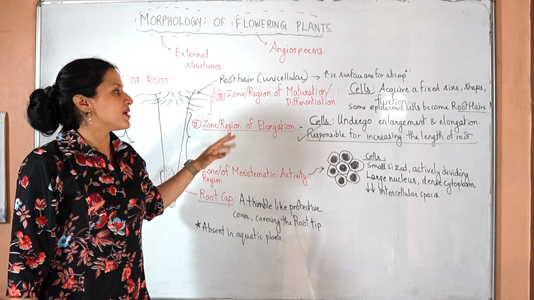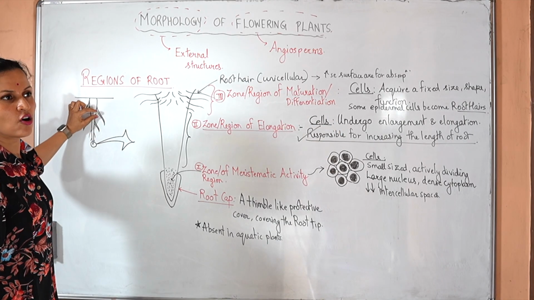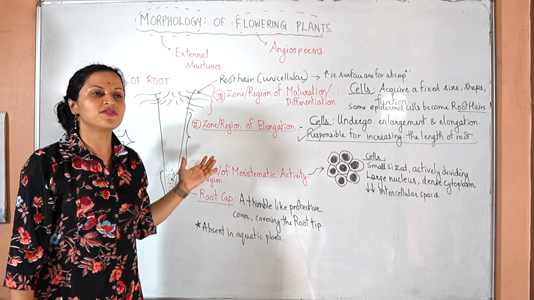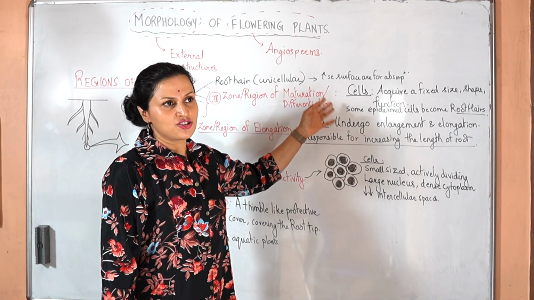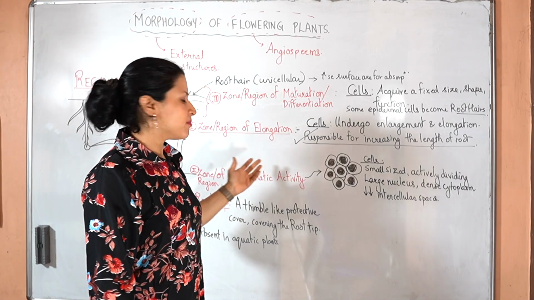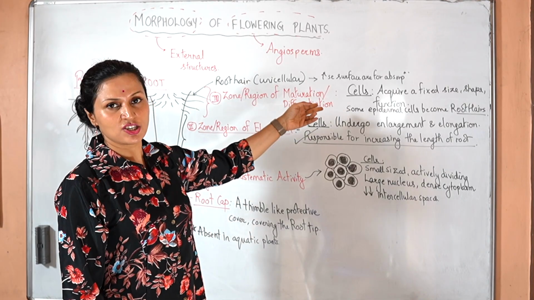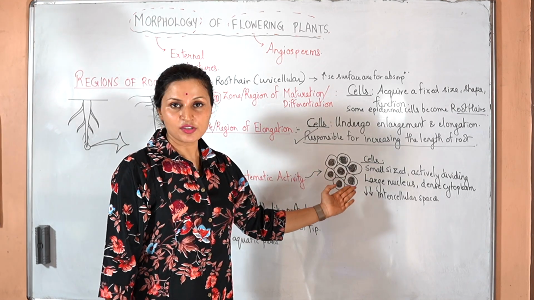The root hairs are present in the zone of maturation, and beyond that, all these parts will be the zone of maturation itself. So these are the three different zones of the root. If you compare the cells of the region of maturation with the cells of meristematic activity, you will find that the cells in the region of maturation will be large sized. Obviously the cells of meristematic activity will be small sized.